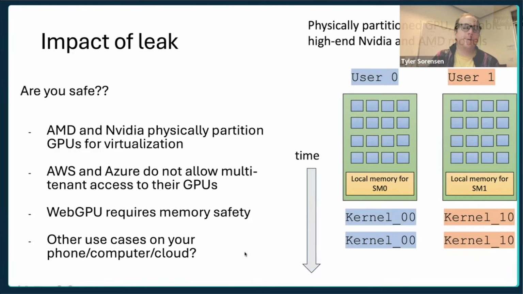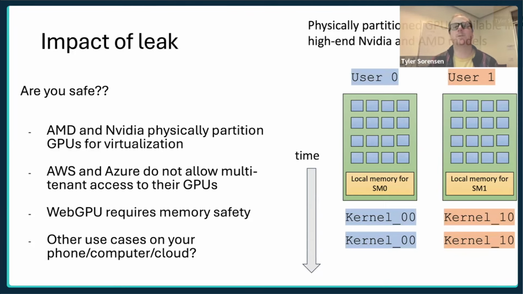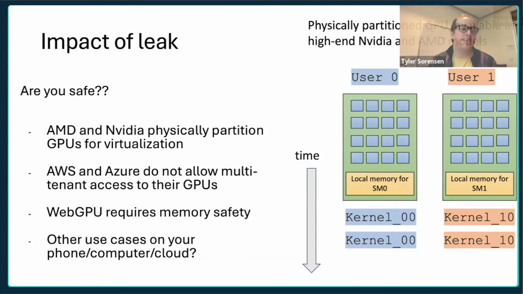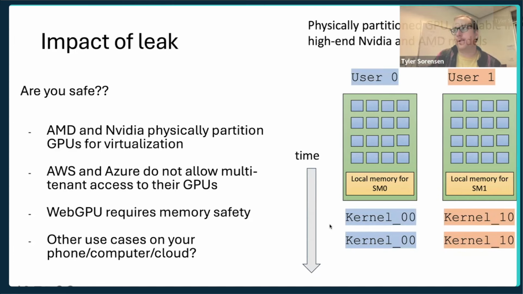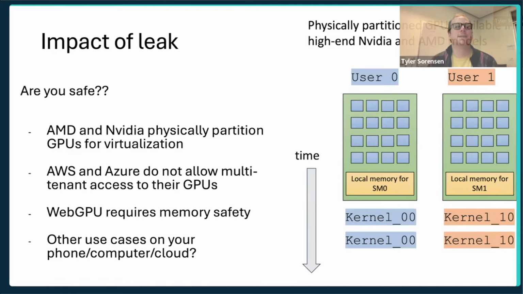The other thing is that AWS and Azure don't allow multi-tenant access to their GPUs, which means if you rent a machine from AWS with a GPU on it, nobody else is going to be on that machine. I think it would be nice if they would share the GPU, but I imagine they're aware of security issues like this and many others, so they don't allow multi-tenant access to their GPUs. I think it'd be cool if we could figure this out, because it might make GPUs a little bit cheaper if you could share them. But we have to solve this first.